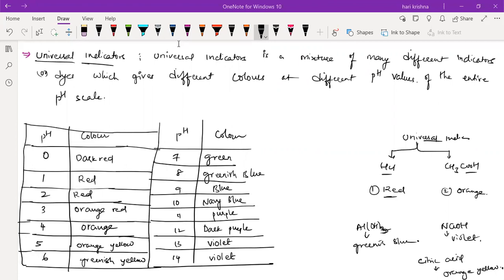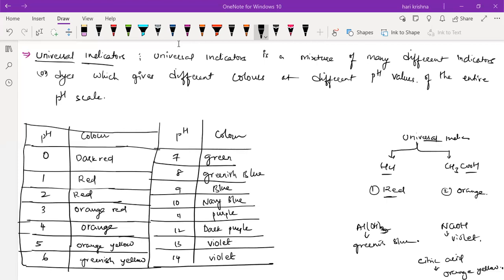Deepshika, what is the color of universal indicator? Is it white? No. Is it yellow? No. Colorless. Colorless is not a color. Okay, no. Next. Greenish yellow. Greenish yellow. Okay, somewhat related answer.